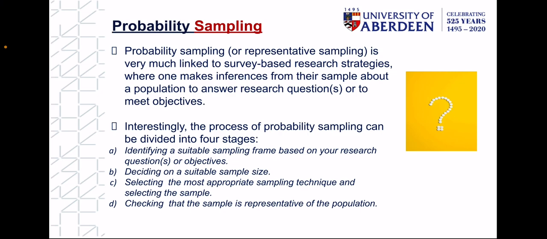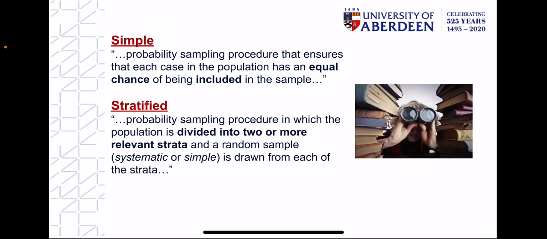Probability sampling involves 4 stages: identifying a suitable sampling frame based on research questions, deciding on a suitable sample size, selecting the most appropriate sampling technique and selecting the sample, and of course, checking that the sample is representative of the population. So let's look at some types of probability sampling techniques.